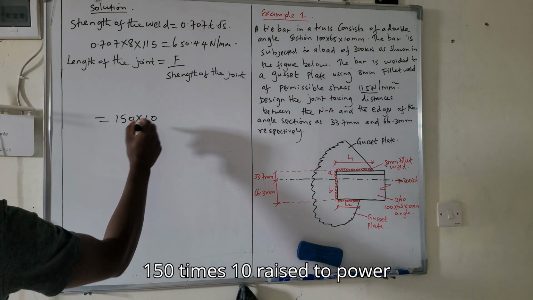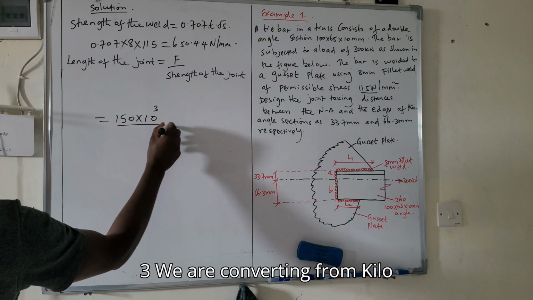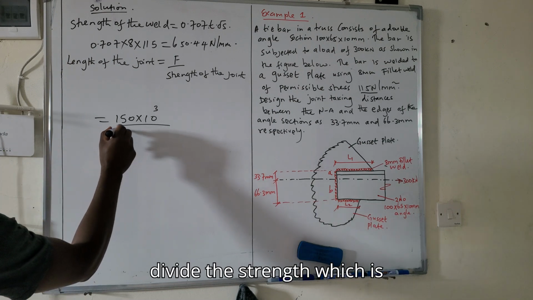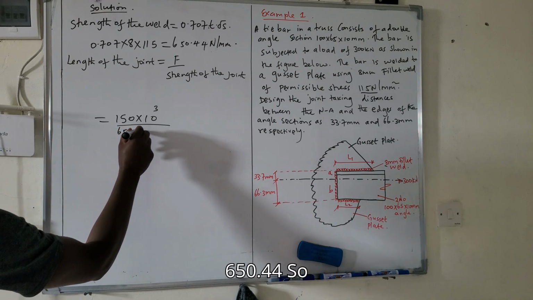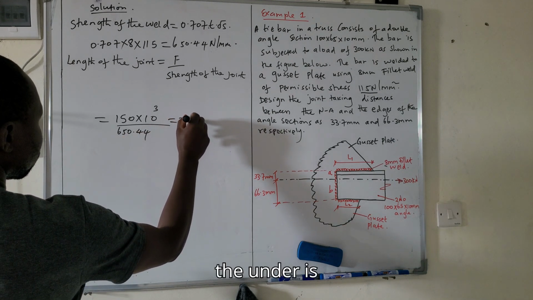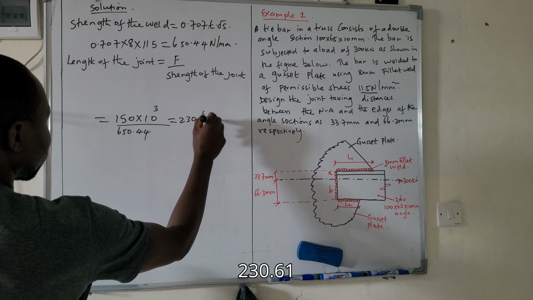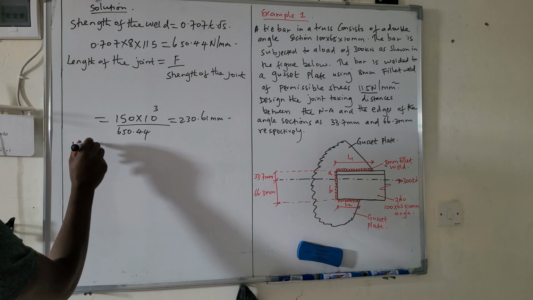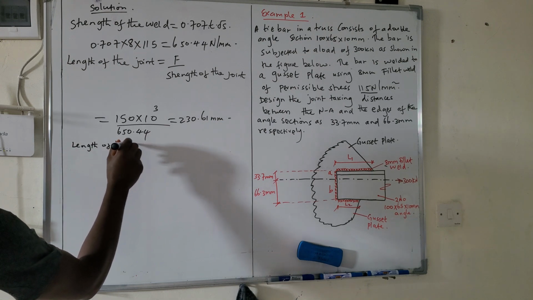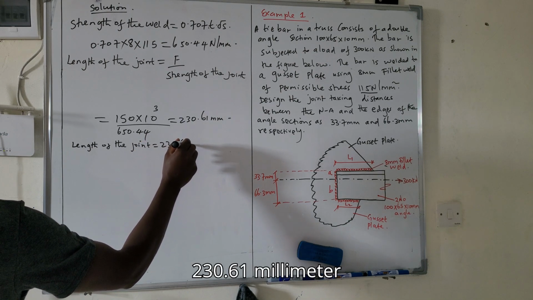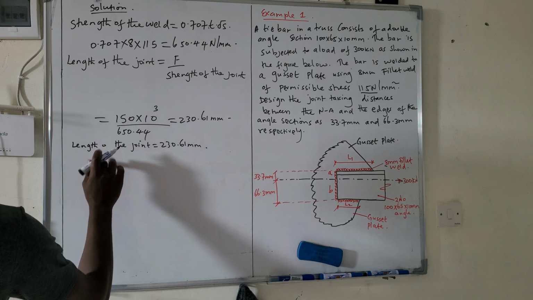150 times 10 raised to power 3. We are converting from kilonewton to newton. And then we divide by the strength, which is 650.44. So the answer is 230.61 millimeter. So length of the joint is equal to 230.61 millimeter.